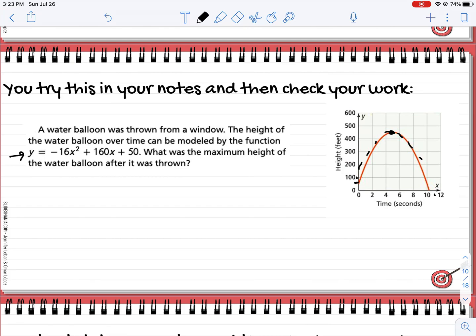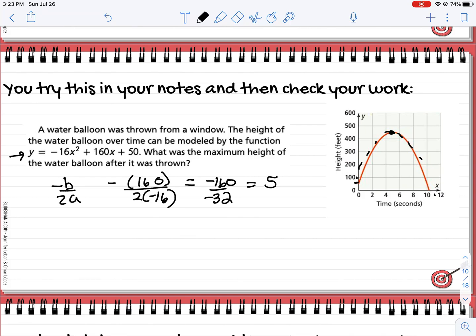So remember, negative b over 2a. We always do that first to get the x coordinate of our vertex, basically the h value. So in this case, we have 160 over 2 times negative 16. Again, I see those two negatives. So that's going to simplify to positive 5.